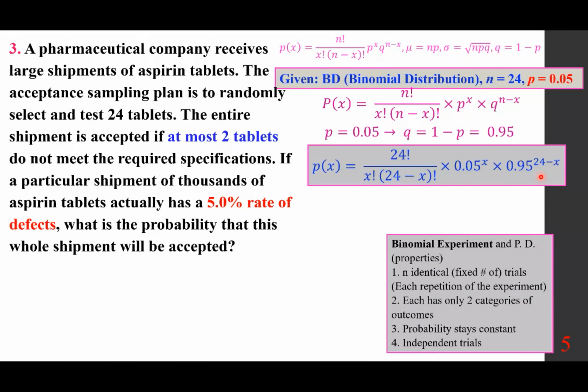So for the sake of argument, if I was interested in finding the probability of x equals, I don't know, 1, I would replace the x with 1 here. Okay, 2, I would replace it with 2. 5, I would replace it with 5, and so on.